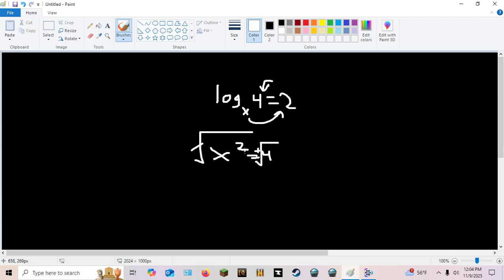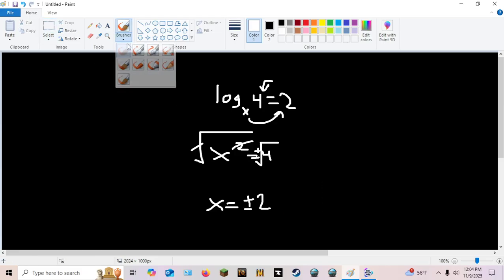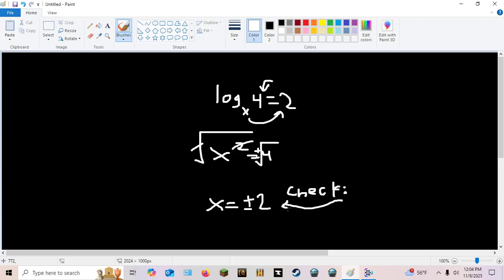The 2's cancel, the radicals cancel. x is equal to plus or minus 2. The square root of 4 is 2, but let's confirm. Let's check the solution.